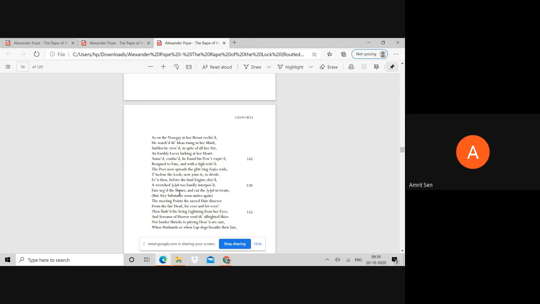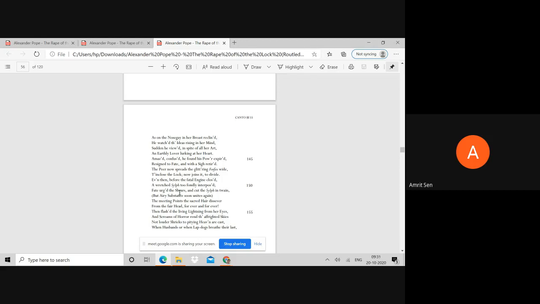The pier now spreads the glittering forfex wide. Now, the forfex is the scissor, which is made of silver again. So the glittering forfex, once again a periphrasis, to enclose the lock, now joins it to divide. So he cuts off the lock of hair. Even then, and then comes a very comic passage.